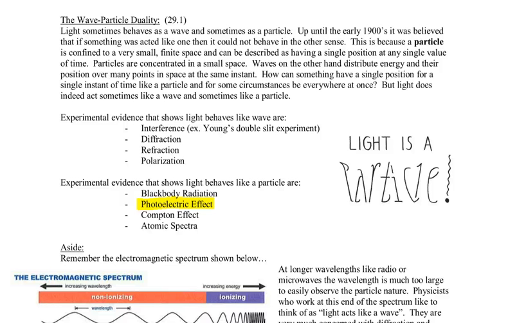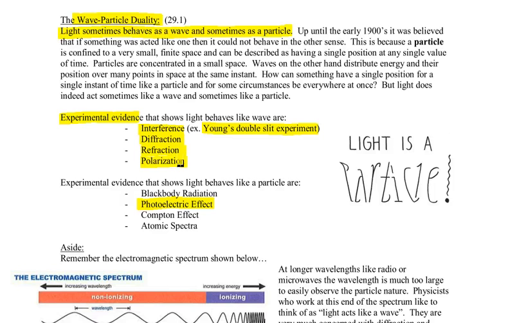So what do you need to know about wave-particle duality? Well, you need to know that light sometimes behaves as a particle and sometimes behaves as a wave. You should know the following experimental evidence that shows that light behaves as a wave. For example, the interference of light. We studied in the previous chapter Young's double slit experiment. That's evidence of light behaving as a wave. Also diffraction, refraction, and polarization. All of these are evidence that light behaves as a wave and can only really be explained by wave theory.